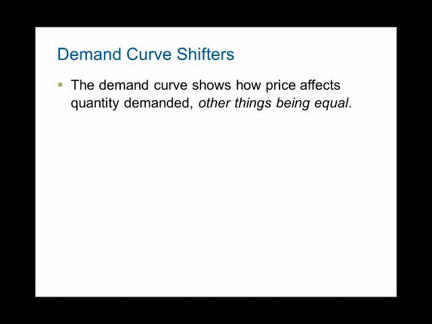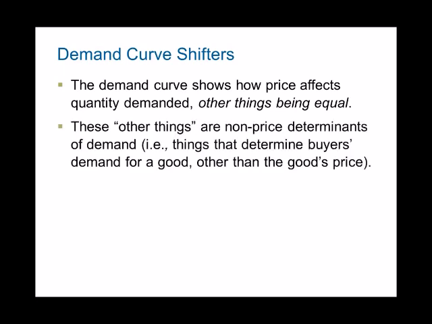The demand curve that we just plotted shows how price affects quantity demanded, holding everything else the same. So if price and quantity demanded are given, then we know that the demand curve will be downward sloping. However, we said other things being equal. The other things can change, and there are a lot of things that can change, and these are known as non-price determinants. Basically, these are the things that affect the buyer's preference for a product.